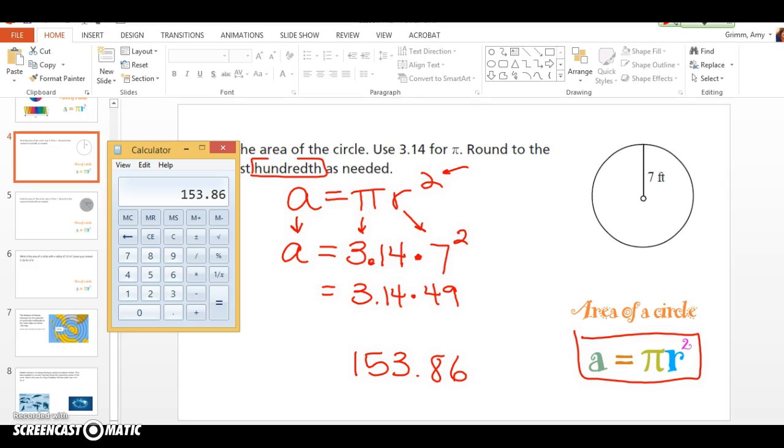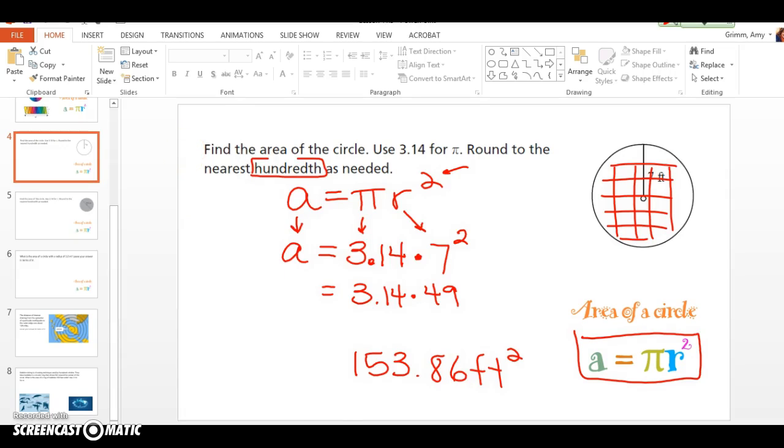Because do you guys understand that literally we are talking about how many squares go in that circle? So if you would take this and block it off into squares like this, it is saying that there are 153.86 squares inside of that. That's why it's feet squared. Okay, questions on that one before we keep going? Did that seem that bad? No? Okay. All right, let's try the next one. It said round to the nearest hundredth. We're in the hundredths, so we didn't have to do anything to that one.